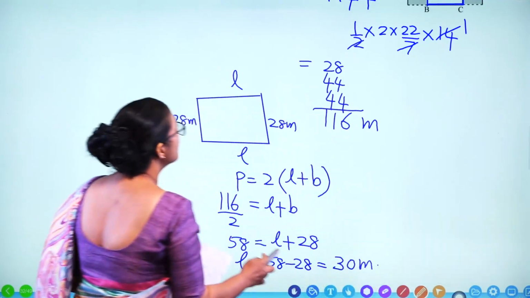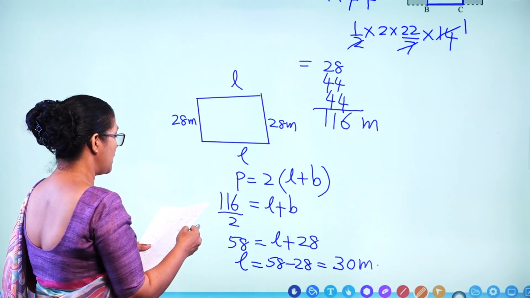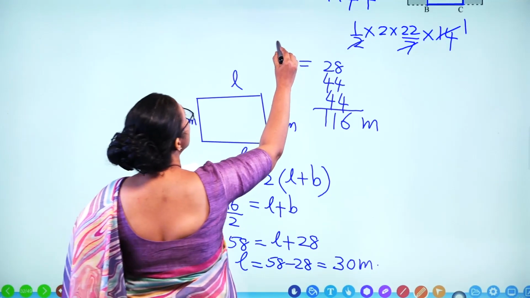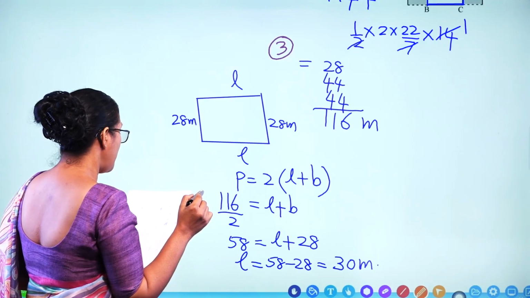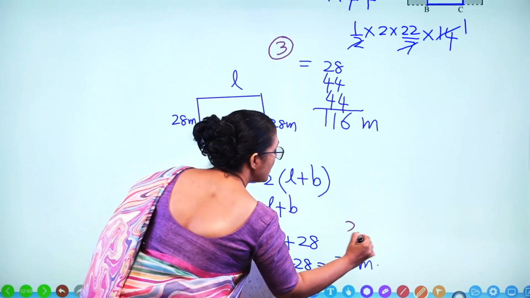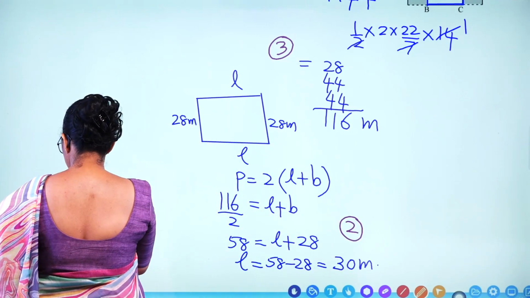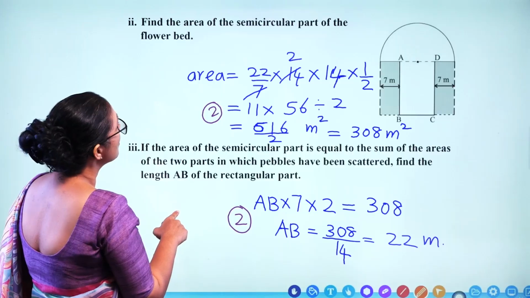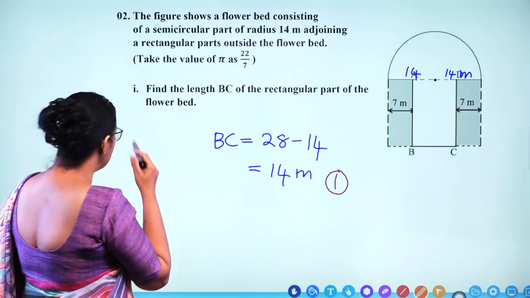So let's give marks. 3 marks for finding the perimeter, and then 2 marks for finding the length of the rectangle. So 3 plus 2, 5. And here 4, 9. And 1 mark, that's 10.